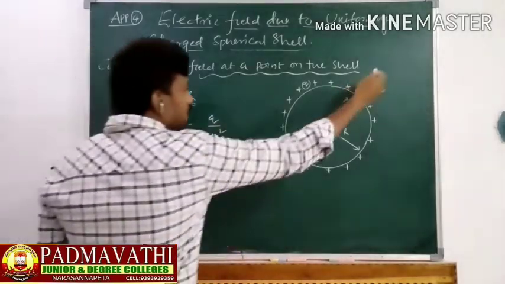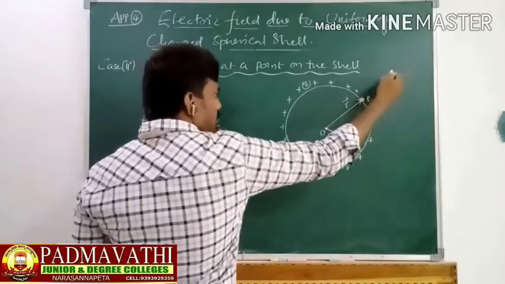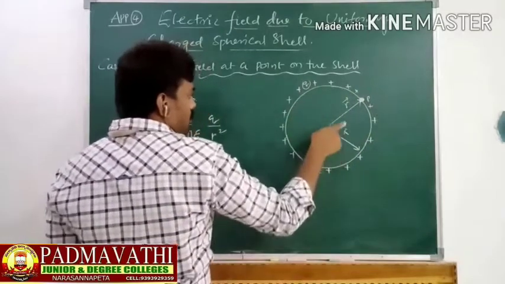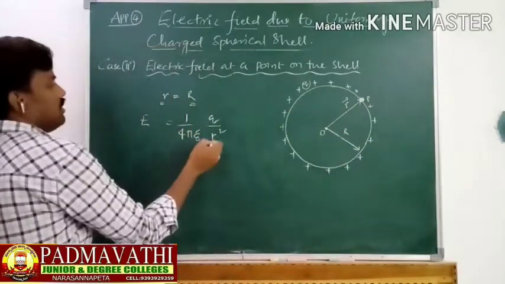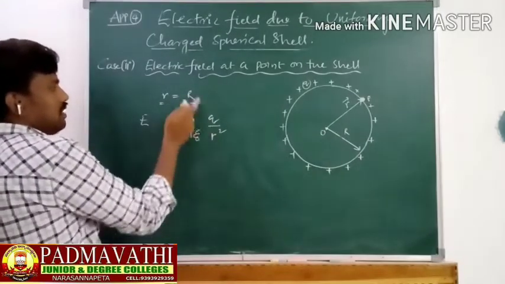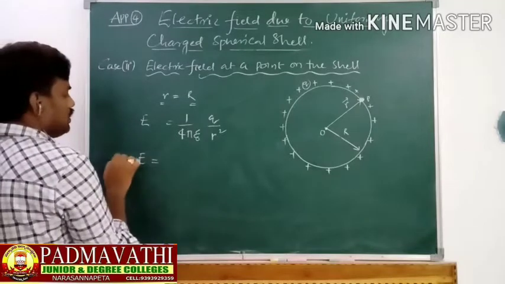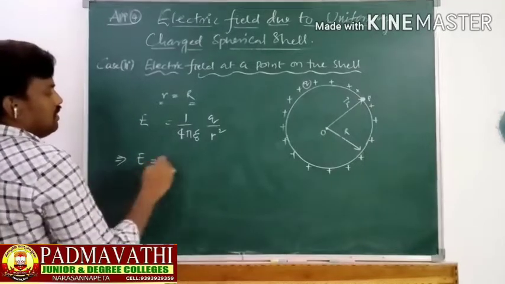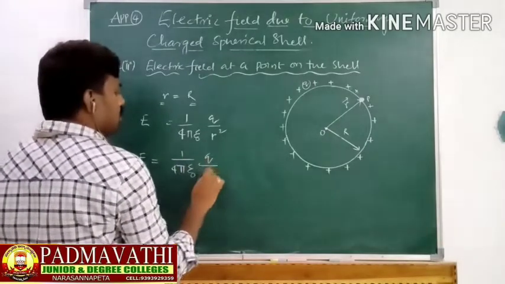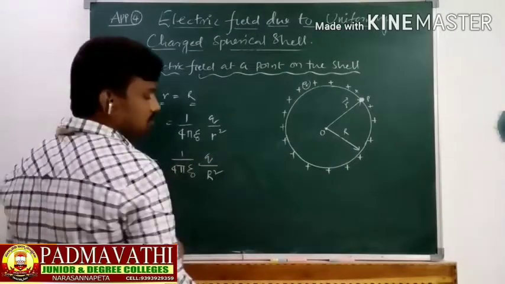R is going to vary here. Initially it is big, and as the point comes towards the shell and is now on the shell, small r is equal to capital R. So in place of small r, I can replace it with capital R. Then E must be equal to how much here? That implies E is equal to 1 by 4 pi epsilon naught q by capital R square. Why? Because here small r is equal to capital R.